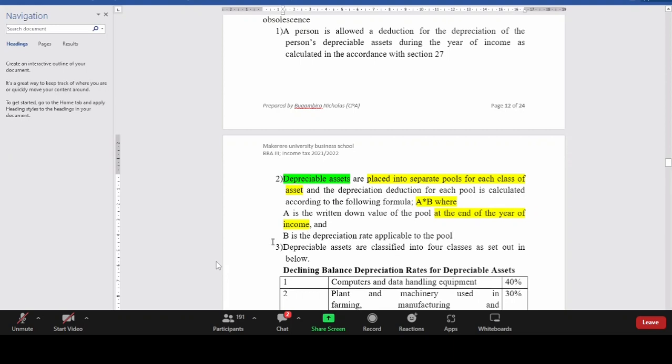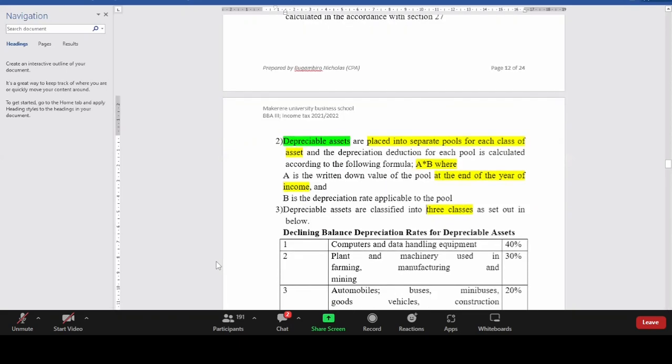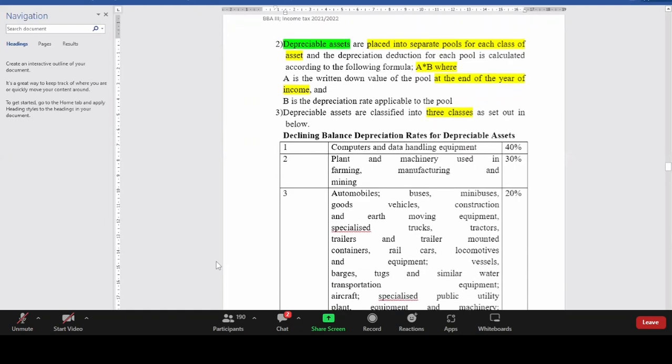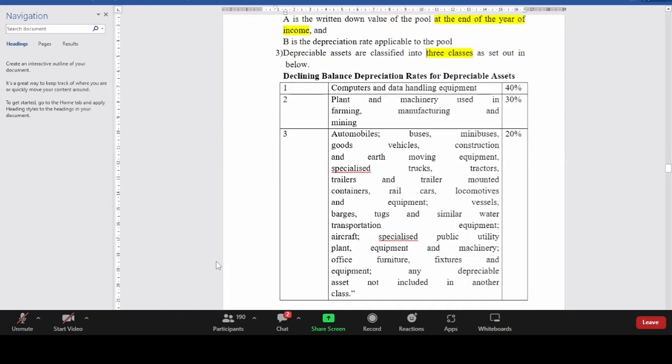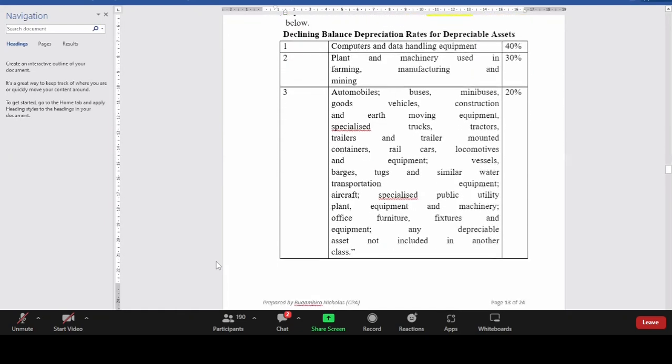Here it is in actual sense. Note 3, depreciable assets are classified into 4 classes. These are supposed to be 3 classes. That is a mistake, guys. They are classified into 3. Before they were 4, but now they are 3. And we charge depreciation on reducing balance, which we call declining balance. So what are those classes?